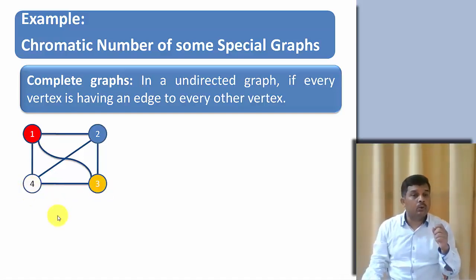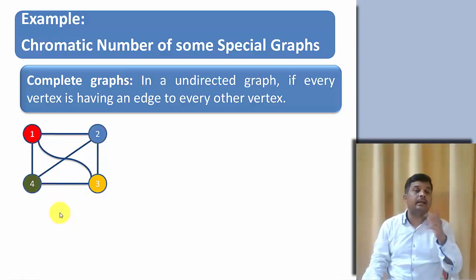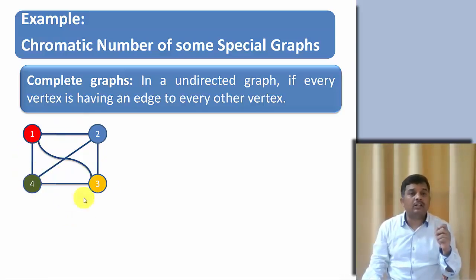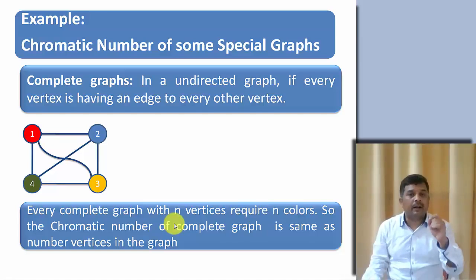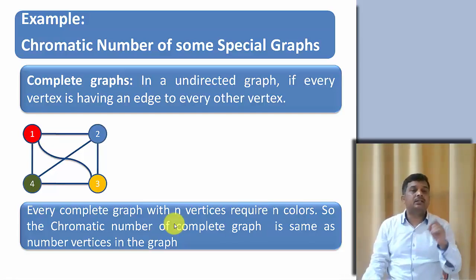And what about node 4? You can see node 4 is adjacent to 1, 2 and 3. So I cannot choose red, blue or yellow. So I have to choose some other color, let it be green. So for a complete graph, all the vertices have different colors. So every complete graph with n vertices requires n colors. So the chromatic number of a complete graph is the same as the number of vertices present in that particular graph.